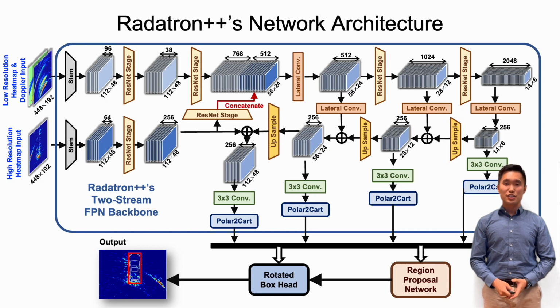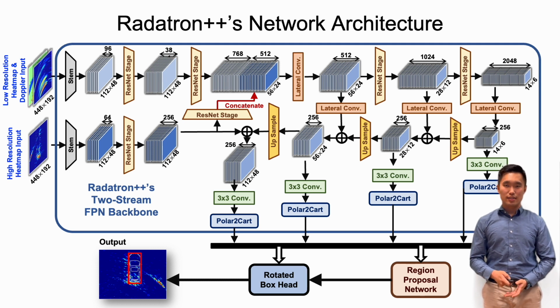We adapt the Faster R-CNN framework in the Radatron Plus network architecture, but we design the backbone network to have a two-stream architecture, which takes as input both high and low resolution versions of the radar heat maps. We fuse the low and high resolution feature maps in the middle of the backbone network.